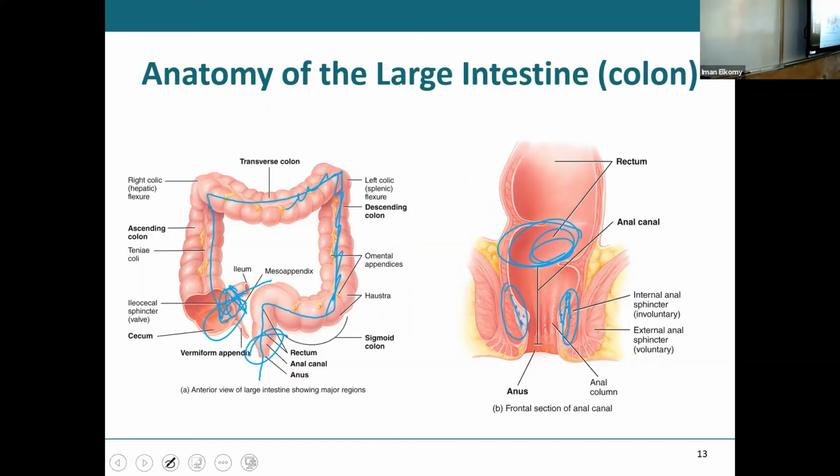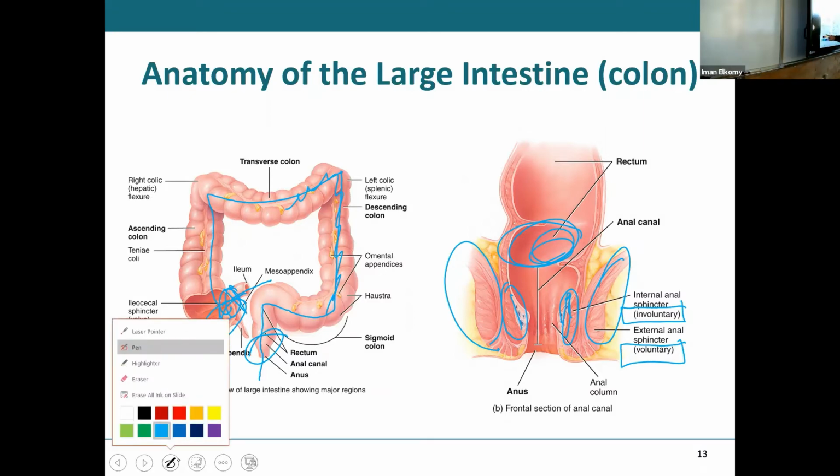Once the internal sphincter opens up, you'll be aware of it. You'll feel the urge, and that's when you have the ability to open the external sphincter voluntarily. So the two anal sphincters: the internal is involuntary, the external is voluntary. That's the one where you can hold it until you find an appropriate time and place, and then you can release the external anal sphincter. So that's the basic anatomy of the colon.